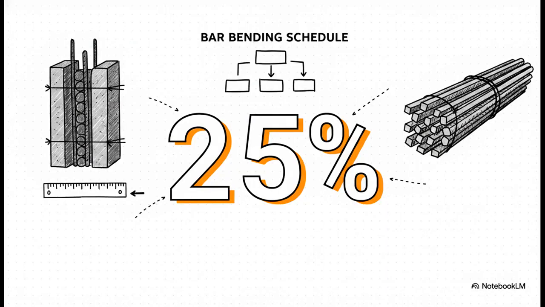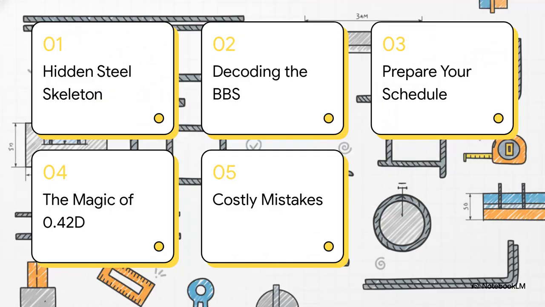It's crazy, but that hidden steel buried inside the concrete makes up roughly 25% of an entire project's cost. Getting those calculations exactly right, down to the literal millimeter, is what we are exploring today. So, here's our roadmap for today. We'll look at the hidden steel skeleton, decode the BBS, walk through prepping your schedule, break down the magic of the 0.42D formula, and finally go over some seriously costly mistakes you need to avoid. Let's get right into it.